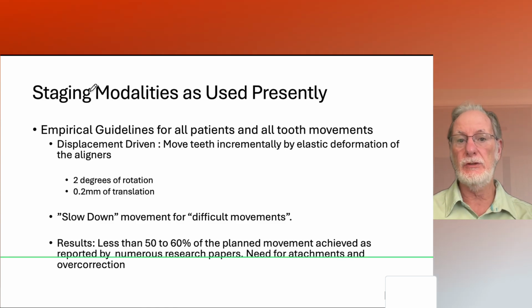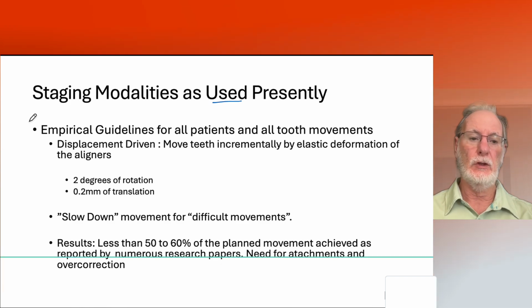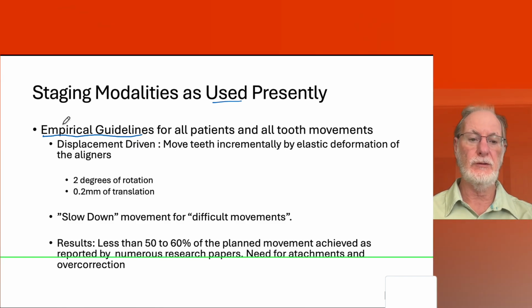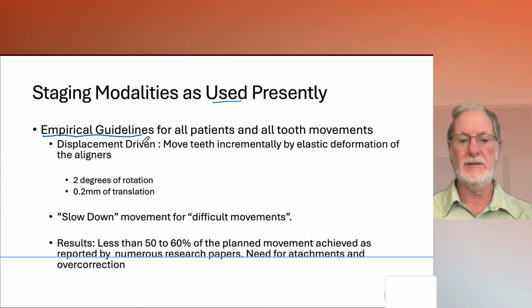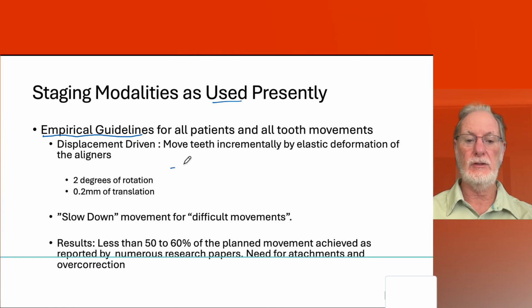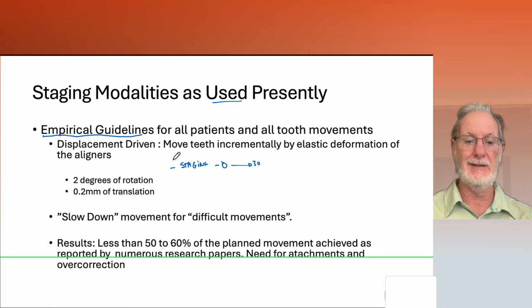Because we were doing some staging modalities that are used to this day, or how can my aligners function to correct malocclusion. So we use empirical guidelines for all patients and all tooth movement. It's a displacement driven system where the teeth are moved by the staging. You have staging from 0 to usually about 30, and you displace the teeth virtually, and by displacing the teeth you are correcting the malocclusion.